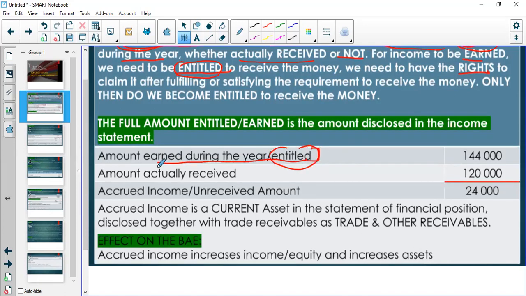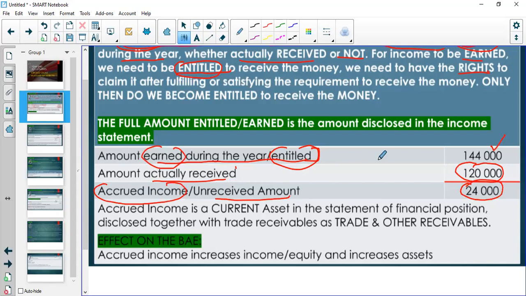Okay, so let's say the amount that was earned during the year, for which we are entitled to receive, is 144,000. But we actually received only 120,000, which means that the unreceived amount is called accrued income. We should receive that 24,000. All right.